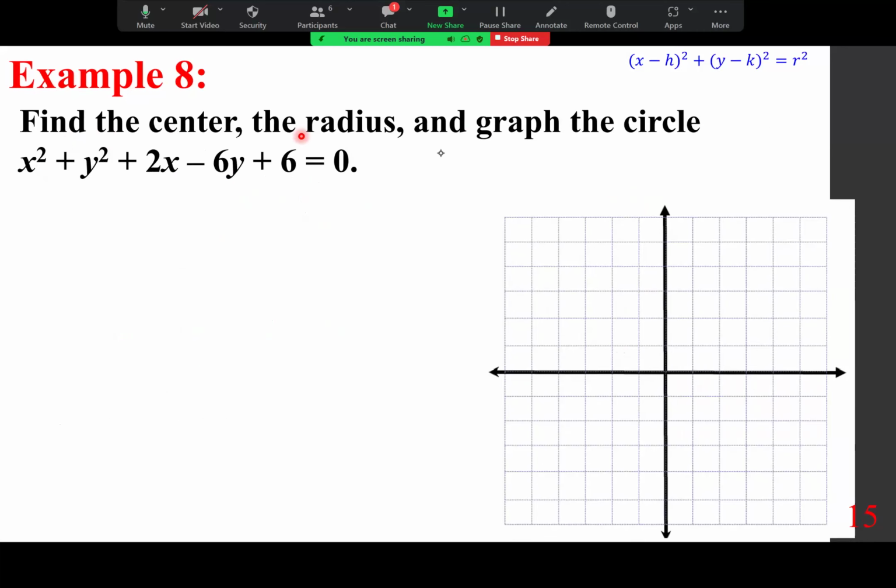Here's another example. We want to find the center, the radius, and graph the circle. Again, this is not in standard form. We are moving number 6 first. For this one, b is 2. Divided by 2, you get 1. Square it again, you get 1.